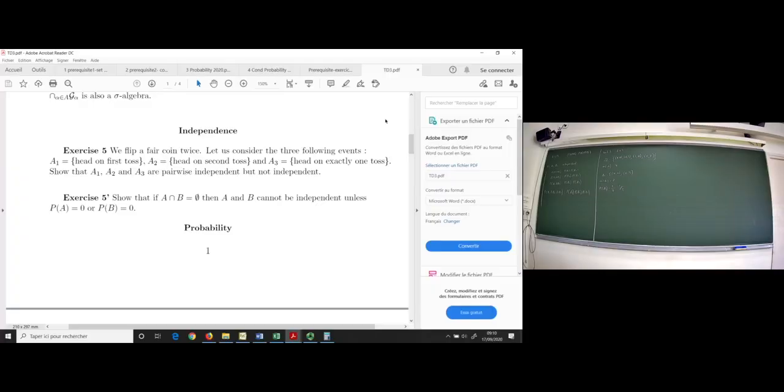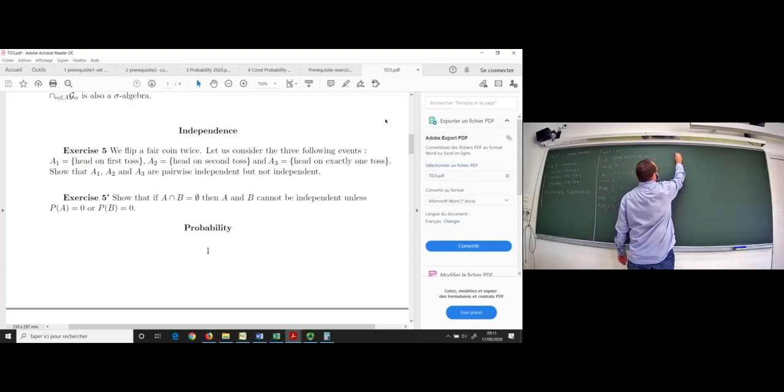So for A2 it's exactly the same. Head on the second means that I have this one and this one, so I have 2 elements in A2. The probability of A2 is equal to 1/2. What is the probability of A3? A3 means head on exactly 1, that means this one or this one. So once again, I have 2 elements in A3. So the probability of all of them is equal to 1/2. And I will use this in order to compute these terms here.